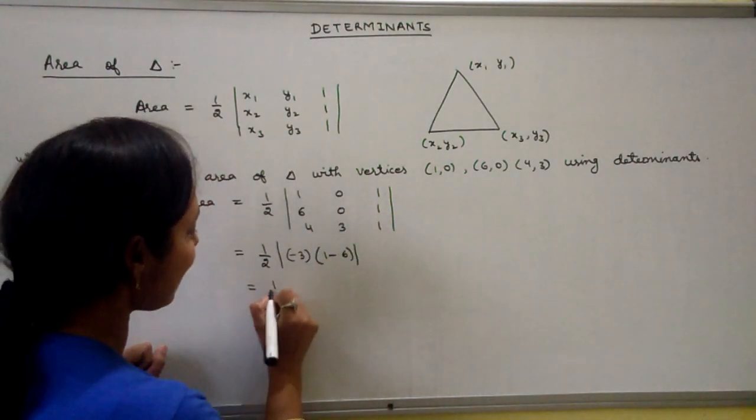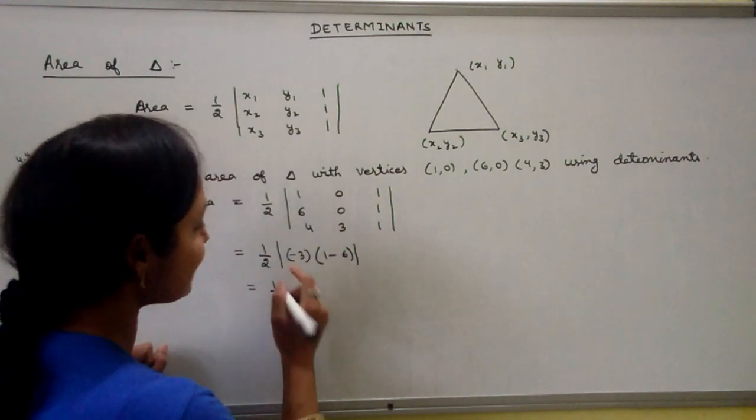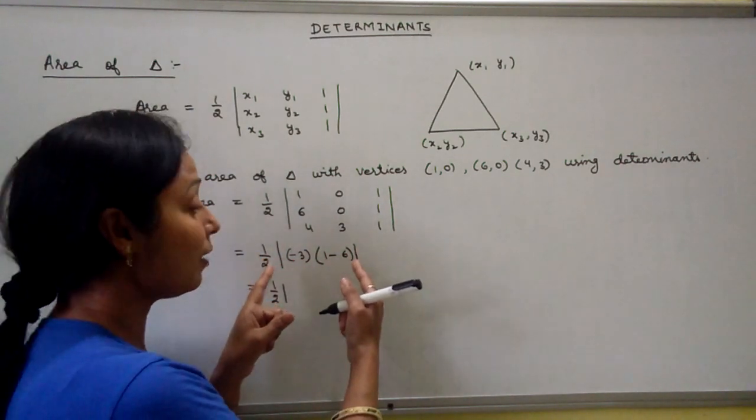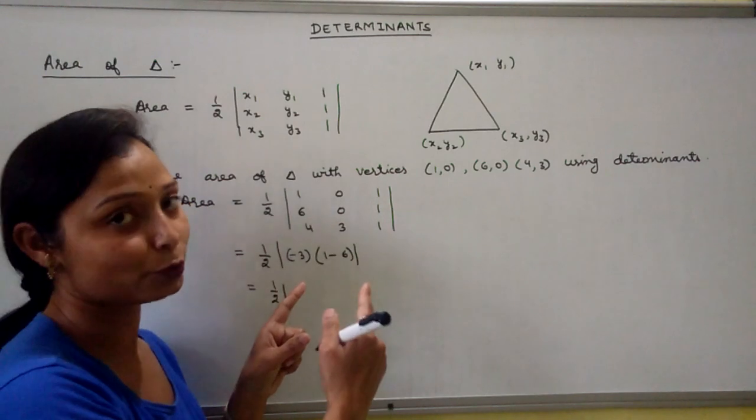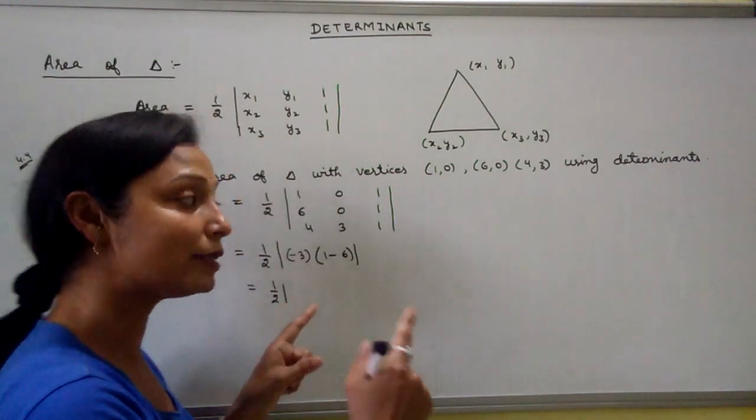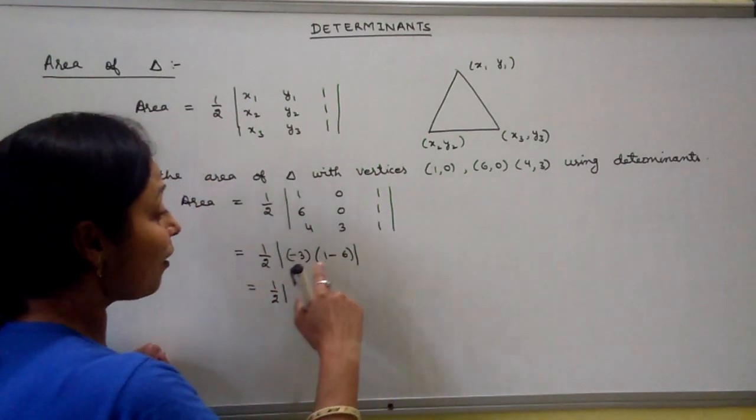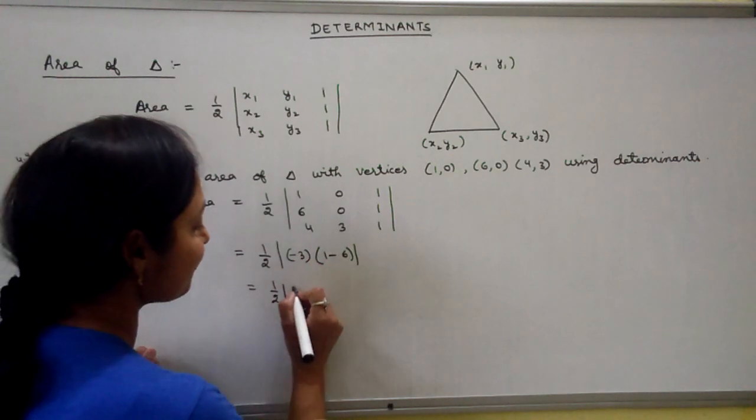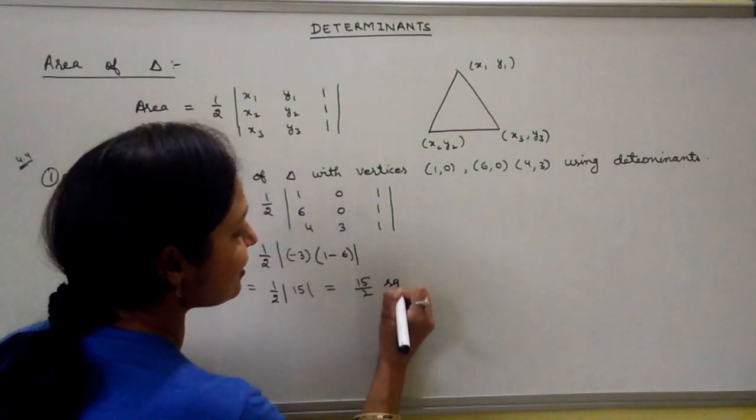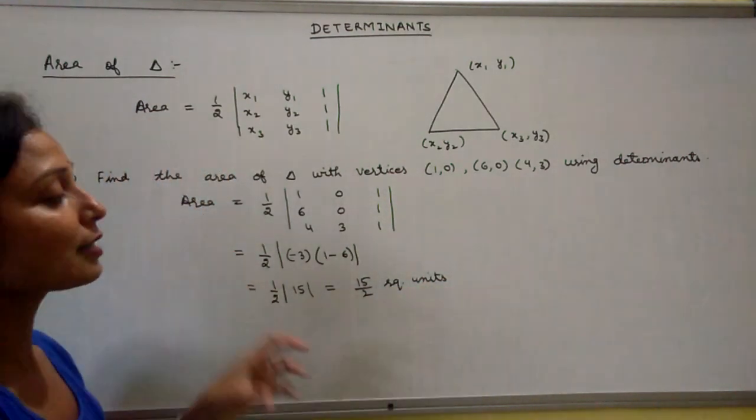So this will be equal to half, with the sign of modulus. I will repeat again because it is not a determinant sign, it is the sign of modulus. Modulus means absolute value. Area will never be negative. That's why you have to take only the modulus to make it positive. Okay? Minus 5 and 3, that is 15. The area is 15 by 2 square units. Right? This is the area by using determinants.